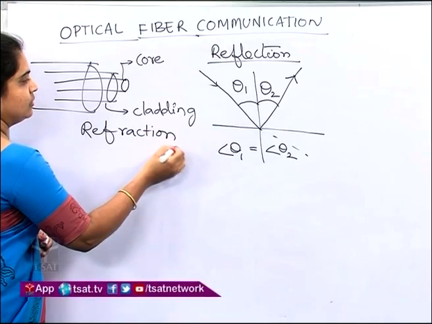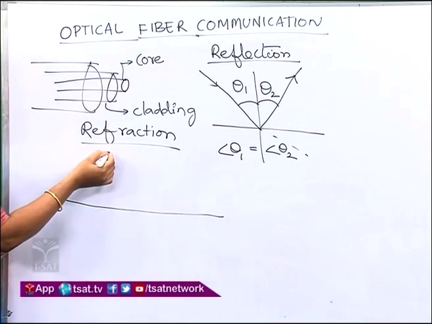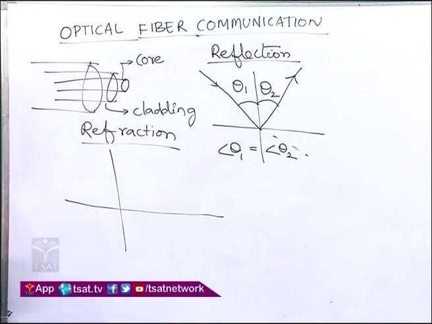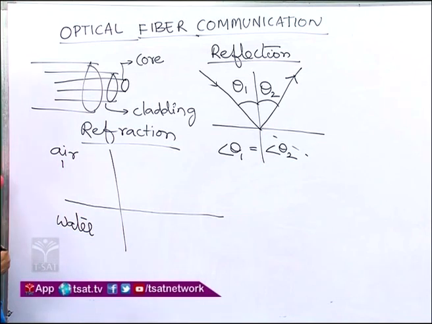Refraction. So here is a boundary that separates two different mediums, and a normal. It is air and water. What is the refractive index of air? It is 1, and for water it is 1.33.